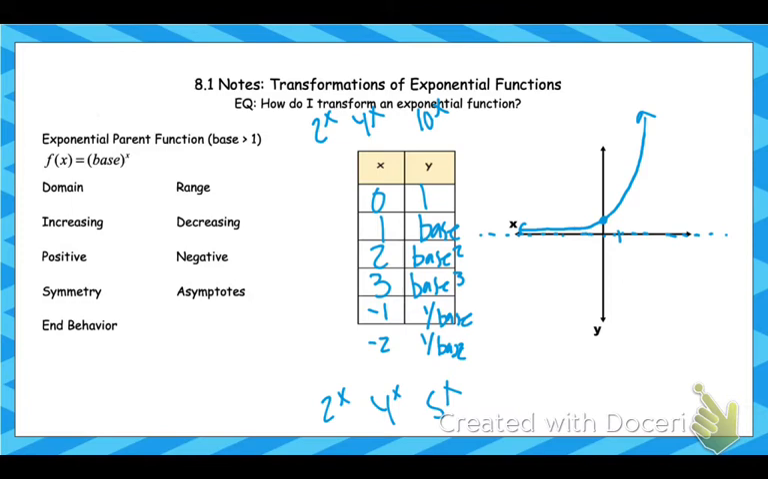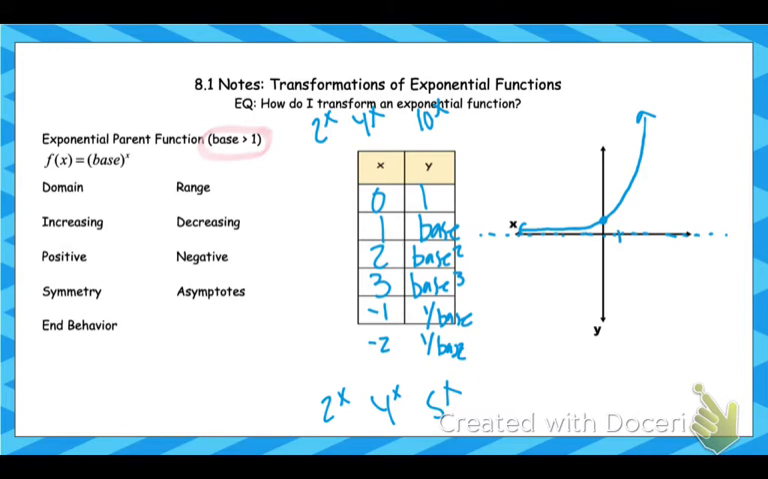Now you'll notice specifically that I wrote that this is what happens when the base is greater than 1. We're looking at that case first for a couple of reasons. One, if the base were to actually equal 1, it would just be a straight line because 1 to any power is going to be 1. Same thing if the base was 0. 0 to any power is going to be 0. So neither of those would actually be exponential functions.